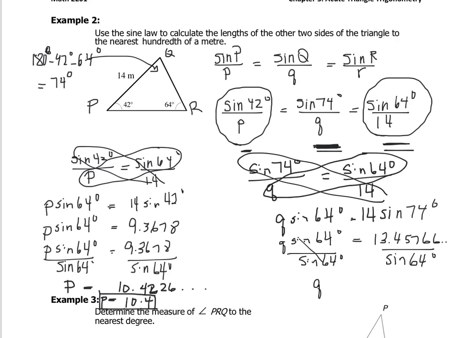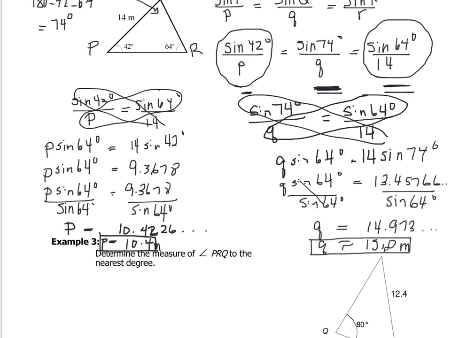And that would just give you Q by itself equals this divided by sine 64, which is 14.973, and so on. So we round that off to the nearest tenth, that would be 15.0. And again, both of those would be meters. Forgot to put that in.